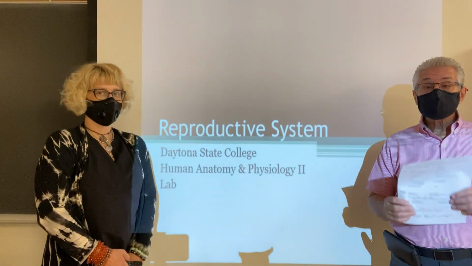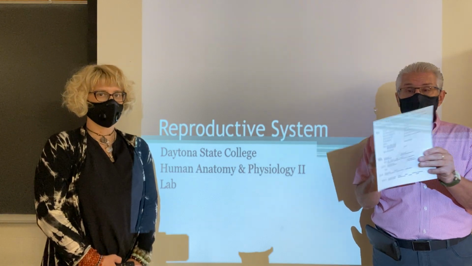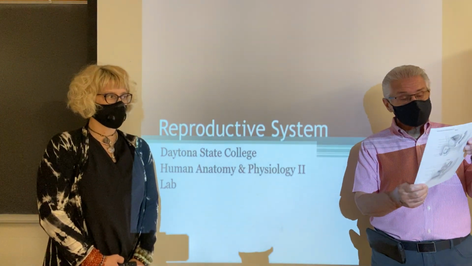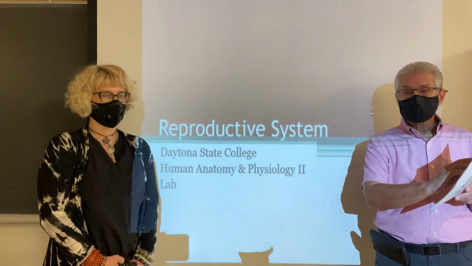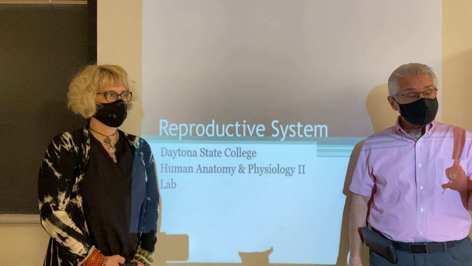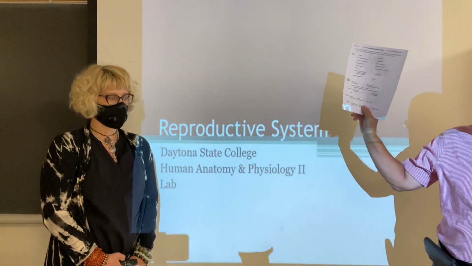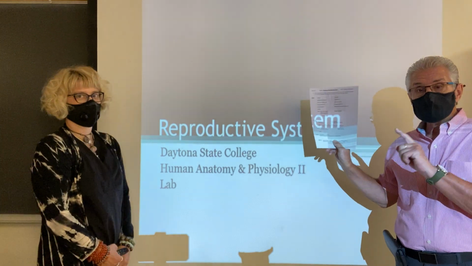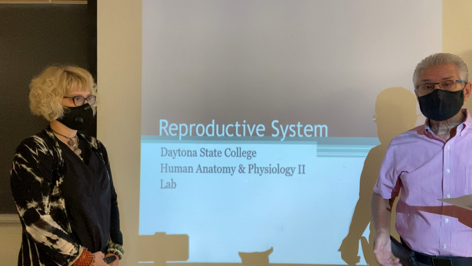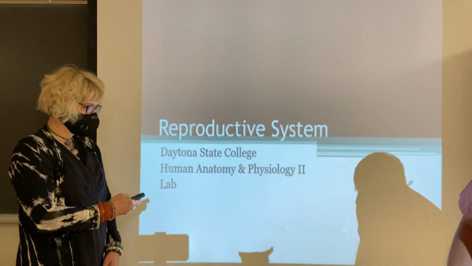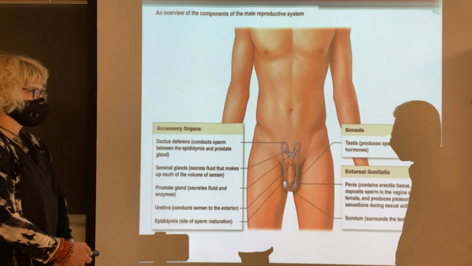You will find on your lab shell the outlines that I am going to follow to a great degree. You may have to add some extra information because this is just a general guide, okay? So please be aware that you download the lab outlines to make sure that you see the terminology that we're going to utilize. Number one, we're going to look at the male reproductive system.